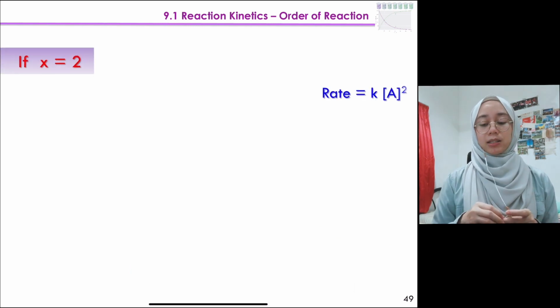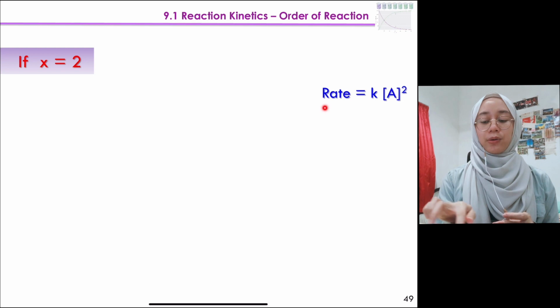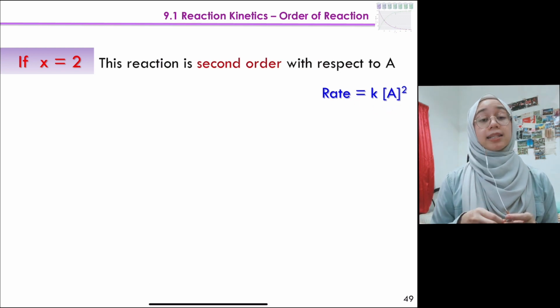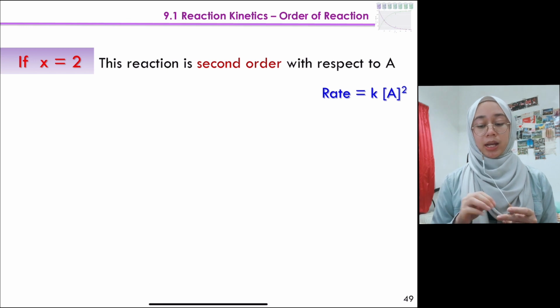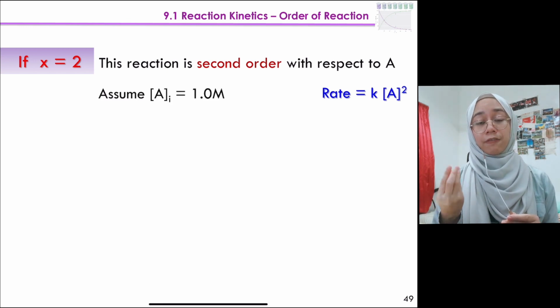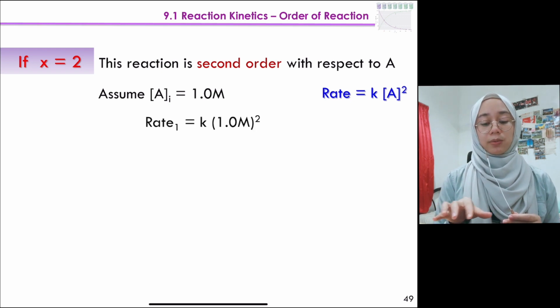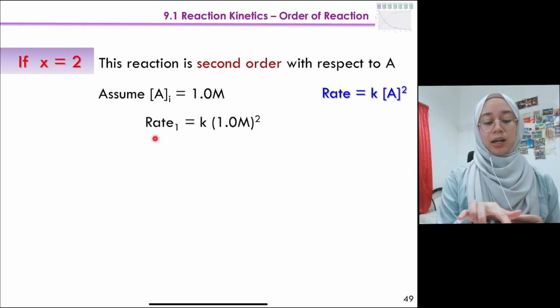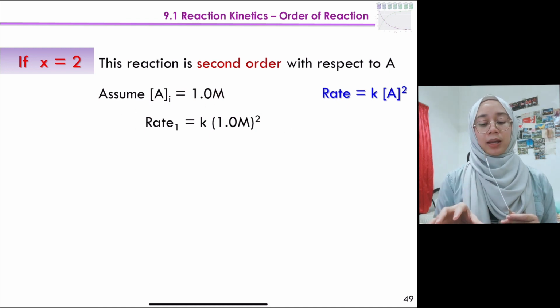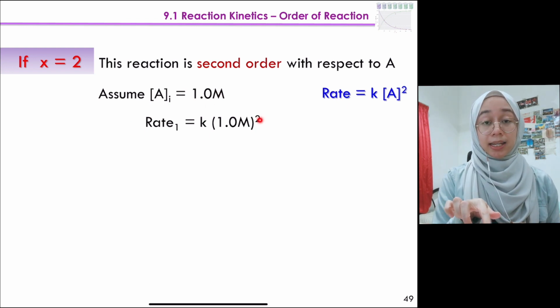Okay, so if X is equals to 2, so basically this is how we write down the rate law. Bermaksud order of reaction dia adalah second order with respect to A in this case. So again, let's assume that the concentration of A initially is 1 molar. So basically this is the rate equation untuk rate yang pertama. Make sure ada 2 dekat sini ya.